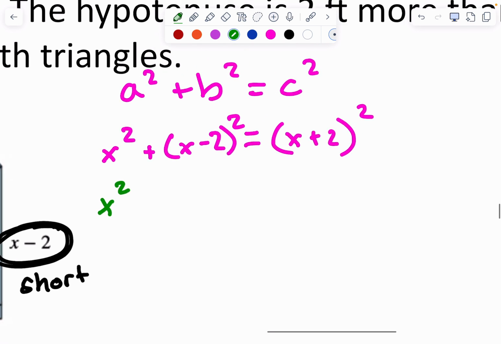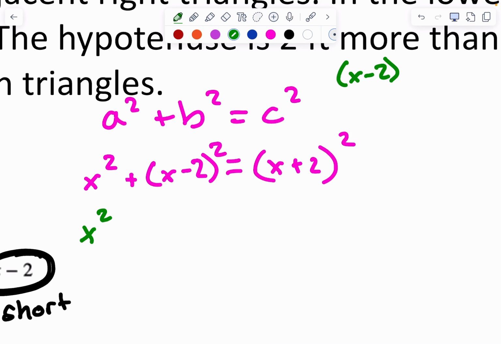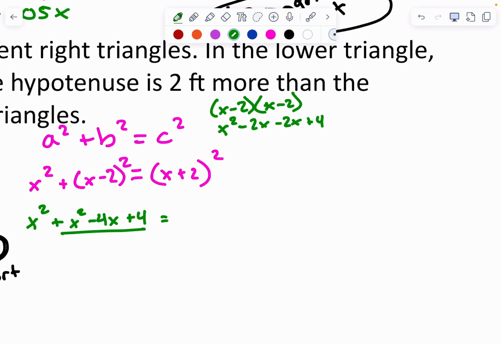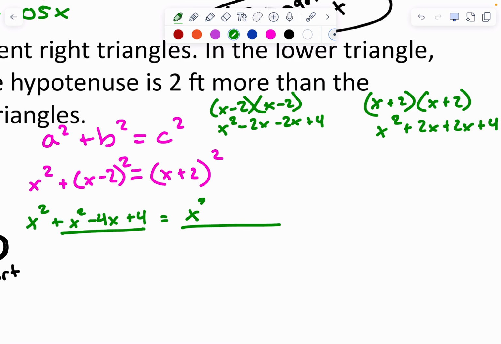If I do (x minus 2) squared, it's x minus 2 times x minus 2, which is x squared minus 2x minus another 2x plus 4. So that whole thing is x squared minus 4x plus 4. Does that make sense? Okay. If I square x plus 2 times x plus 2, it's x squared plus 2x plus another 2x plus 4. So that one will be x squared plus 4x plus 4.